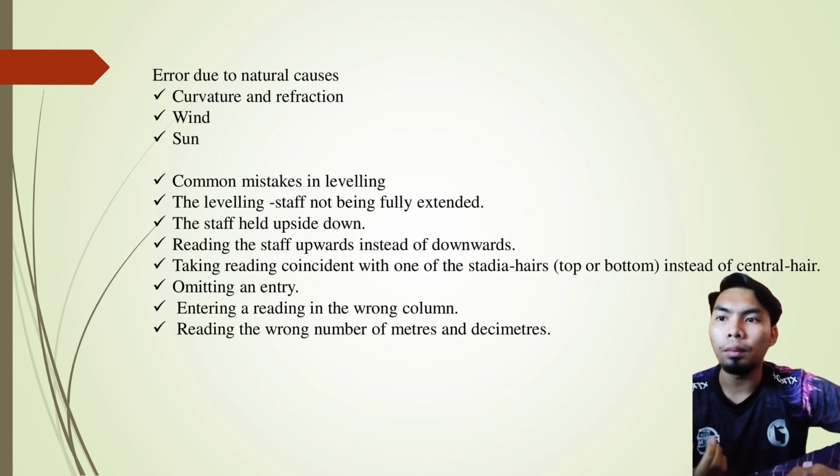And the last one, common mistakes in leveling: the leveling staff not being fully extended, the staff held upside down, reading the staff upwards instead of downwards, taking the reading coinciding with one of the stadia hairs, top or bottom, instead of the central hair, omitting and entering a reading in the wrong column, and reading the wrong number of meters and decimeters.